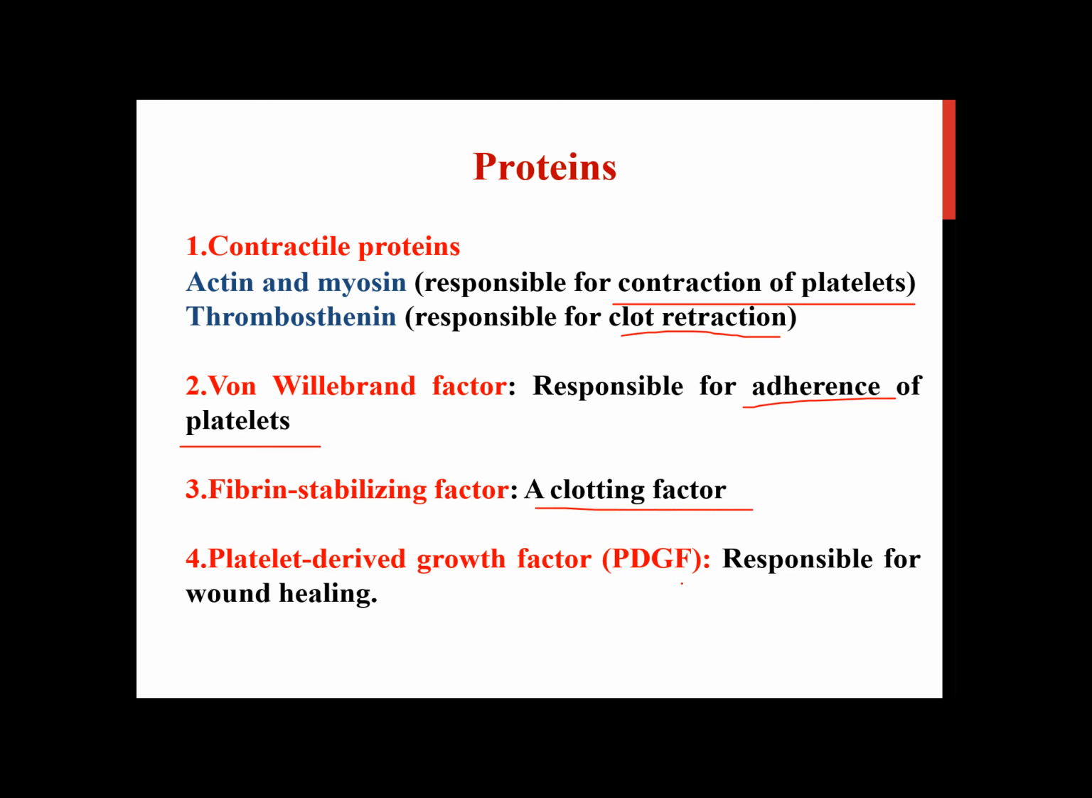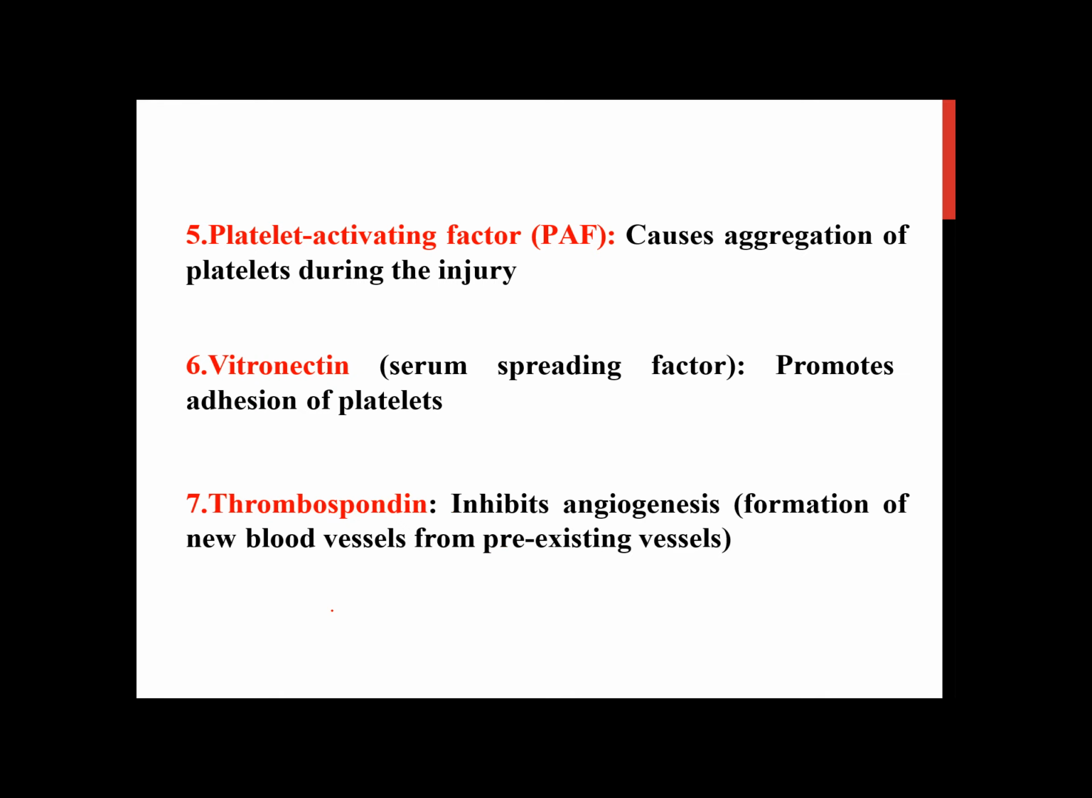Platelet-derived growth factor, or PDGF, responsible for wound healing. Then we also have your platelet activating factor, or your PAF, causes aggregation of platelets during injury. Vitronectin, which is also known as your serum spreading factor, which would promote adhesion of platelets. Thrombospondin, which would inhibit angiogenesis, the formation of new blood vessels from pre-existing vessels. So, thrombospondin inhibits angiogenesis. Pine-prevent niya yung pag-create ng bagong blood vessel.